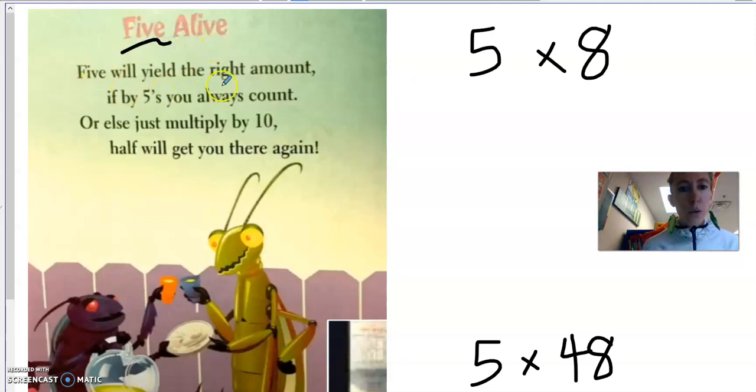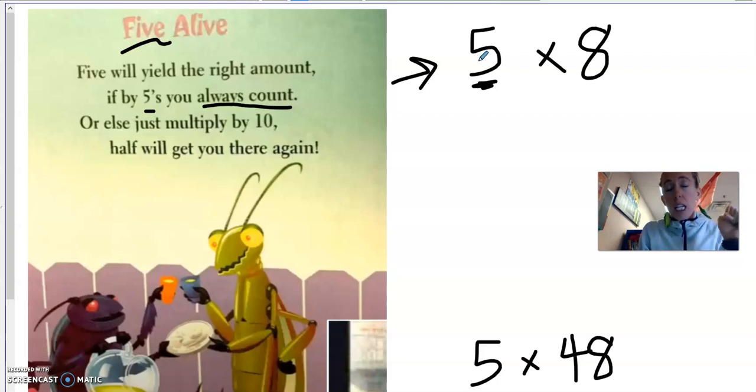5 will yield the right amount if by 5s you always count. So I could go over here and I have a factor of 5. And I could say, oh, it's a factor of 5. Oh, I love 5s. I love counting by 5s. 5, 10, 15, 20, 25, 30, 35, 40, 45, 50, 55, 60. And you get so excited, you just keep counting. Well, you have to stop. You have to stop when you get to that 8th count of 5.